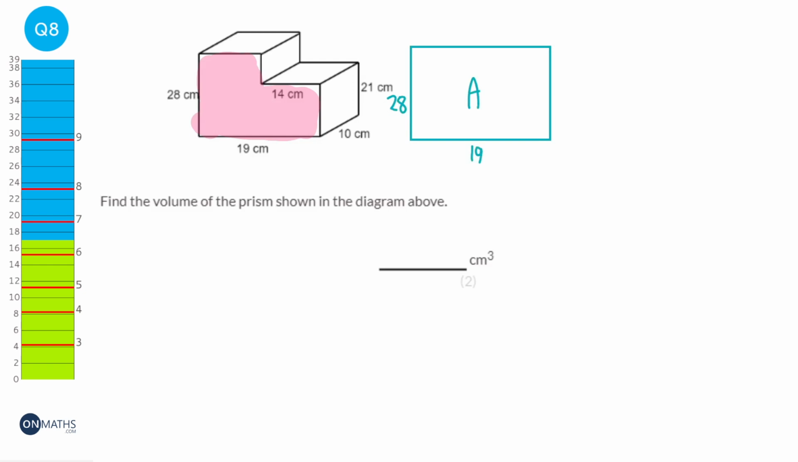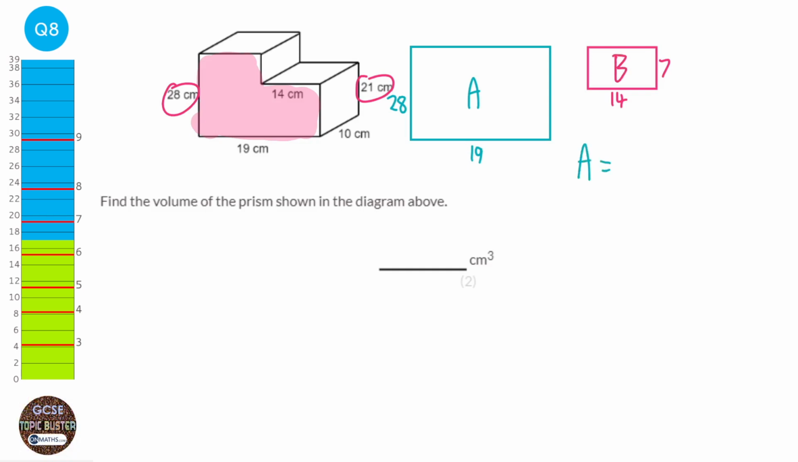And then we can take away the little part that is not there. So the missing part, which is going to be 14 across. We've got to do a bit of maths here to work out how high it is. So we've got 28 in total, 21 we don't want, so that would be 7 high. We're going to call this B. So work out the area of A. It's going to be 28 times 19, which is 532. Work out the area of B, which is going to be 98.